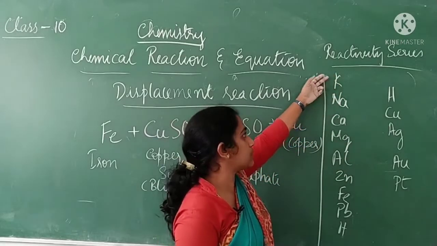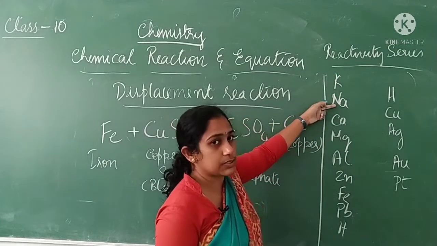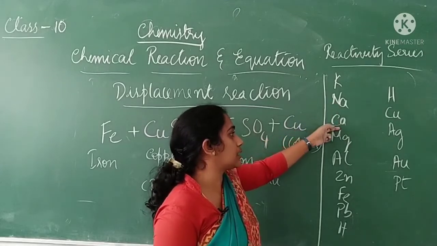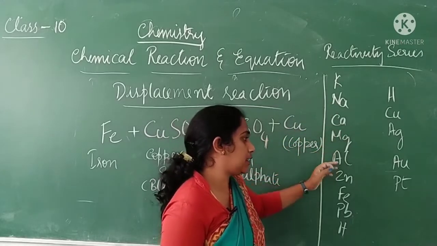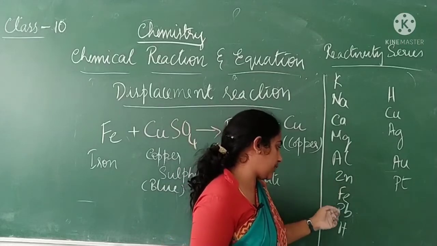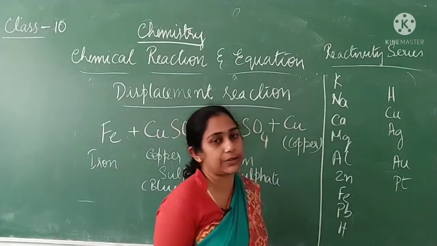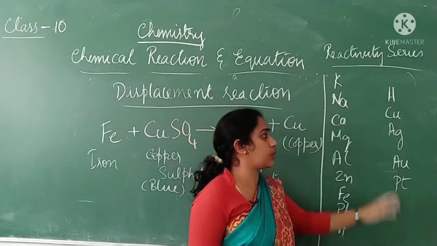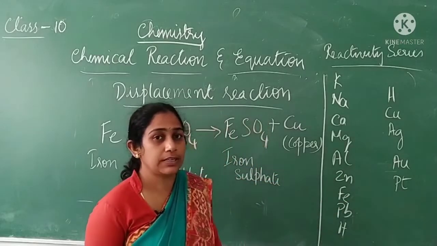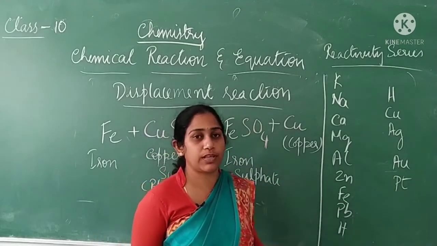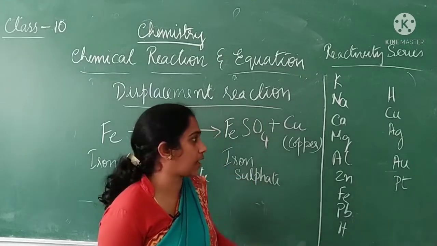So most reactive is potassium, next less reactive is sodium, lesser to that comes calcium, next comes magnesium, next is aluminum, next is zinc, next is iron, next is lead, and next is hydrogen. So how can you remember this one? How do you remember this reactivity series? There is a small code for that, so that you can easily remember this reactivity series.